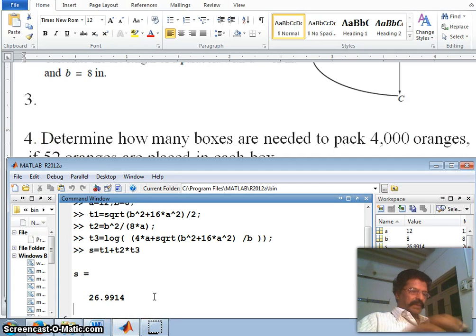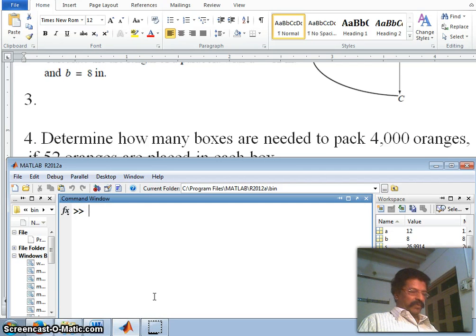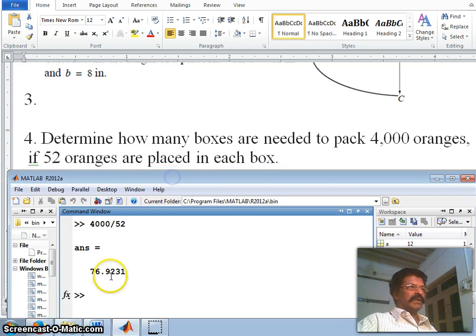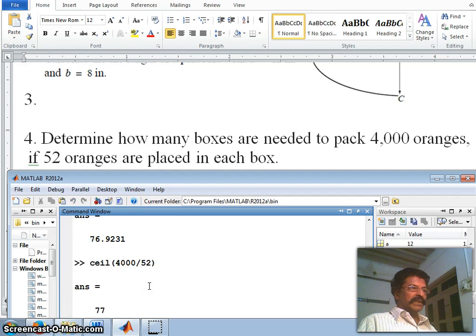Therefore let us come back here, let us clear it. 4,000 divided by 52 will give me a fractional number. There cannot be 76.9 boxes. Therefore I have to make it 77. I cannot use integer; a higher number is the ceiling. Ceiling of 4,000 divided by 52 should give me 77. Therefore 77 boxes are required for packing 4,000 oranges if each box consists of 52 oranges.